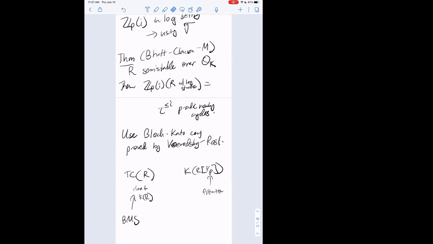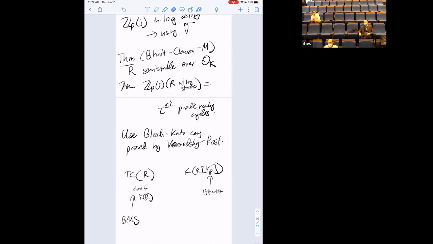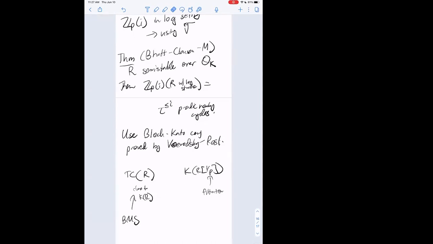So is there any other question? Yeah, I have a question. The TC of R, which you wrote here, is this just in a philosophical sense, or did you really define it in the case where there is a log structure?